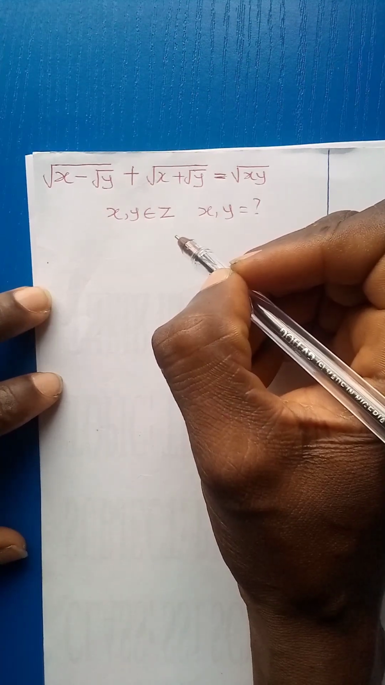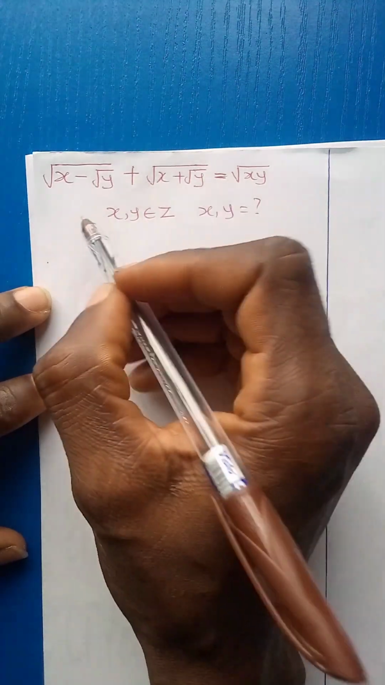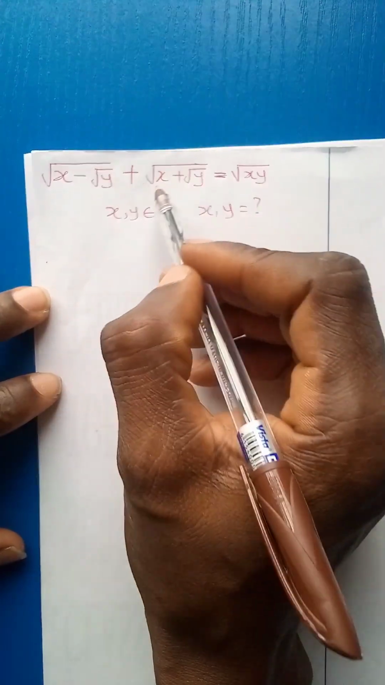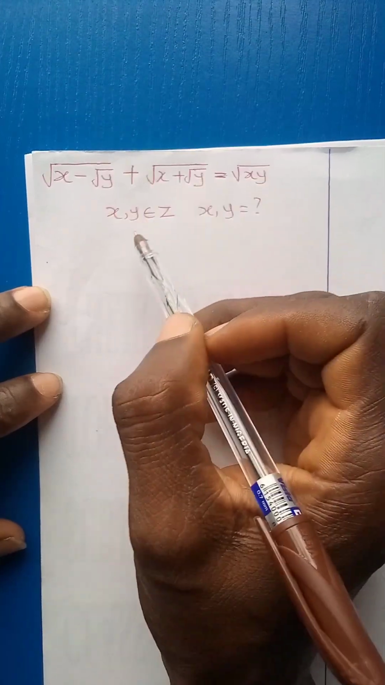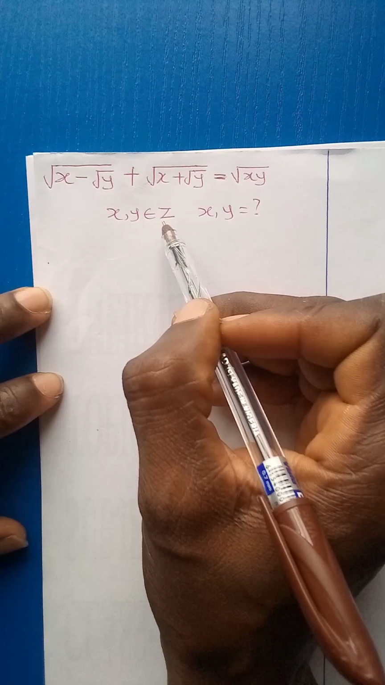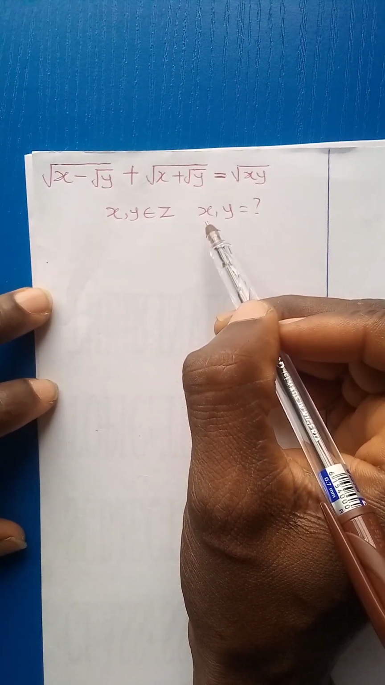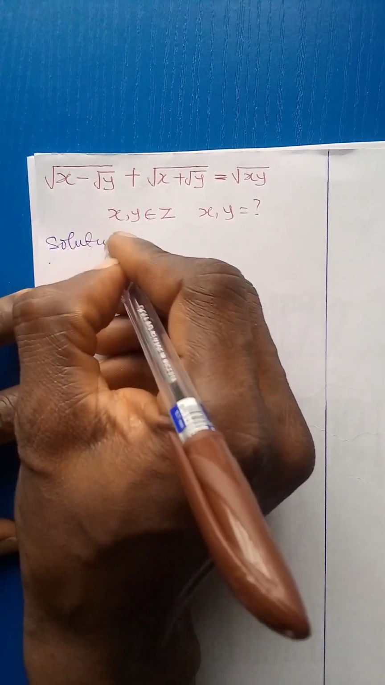In this video, we are given a fine radical equation to solve. We are given square root of (x minus square root y) plus square root of (x plus square root y) is equal to square root of xy. But the condition is that x and y are members of the set of integers, and we are asked to find the value of x, y. What are we going to do to solve problems like this?